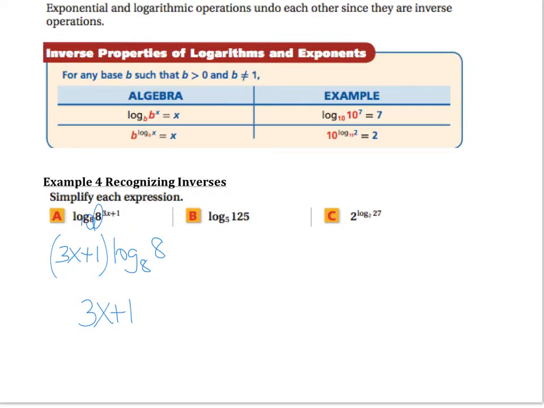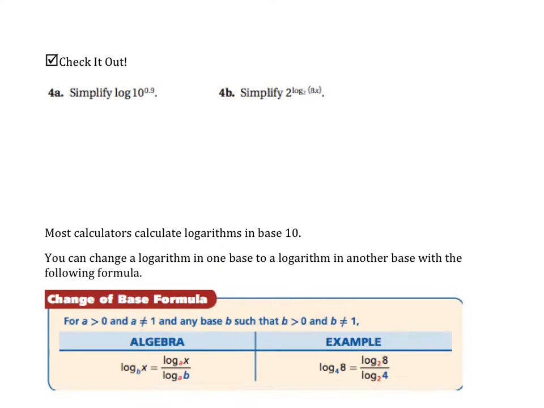This I can write 125 as a power of 5. Log base 5 of 5 is 1, so this would be 3. And in the last one, I have the base of 2 raised to a logarithm with the same base, so that's whatever you're taking the log of. So try these.